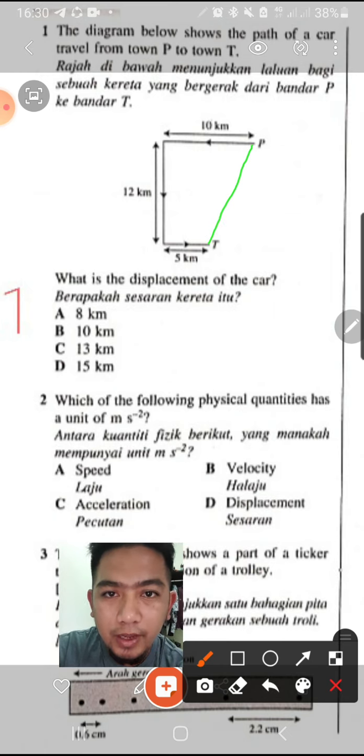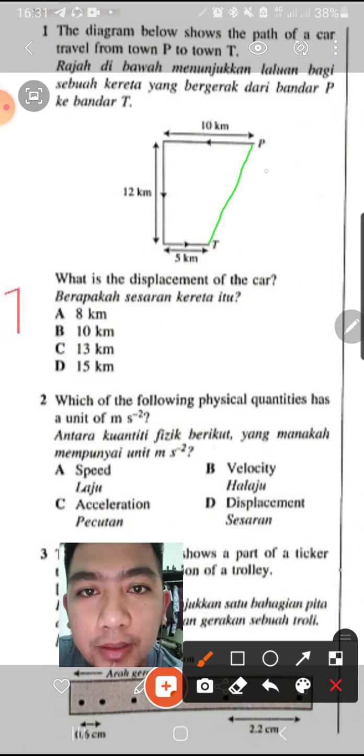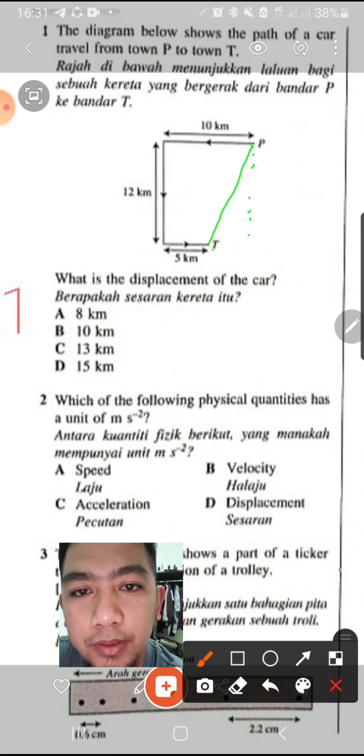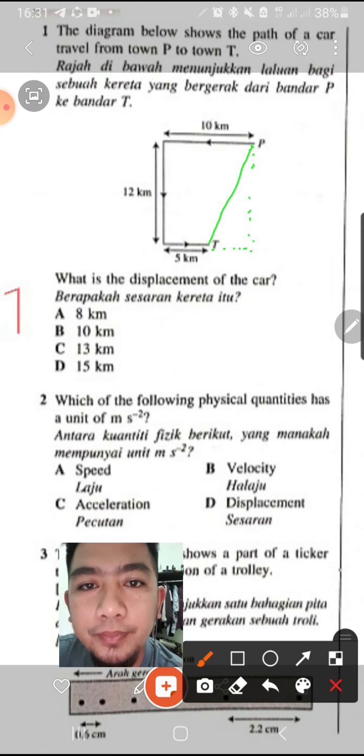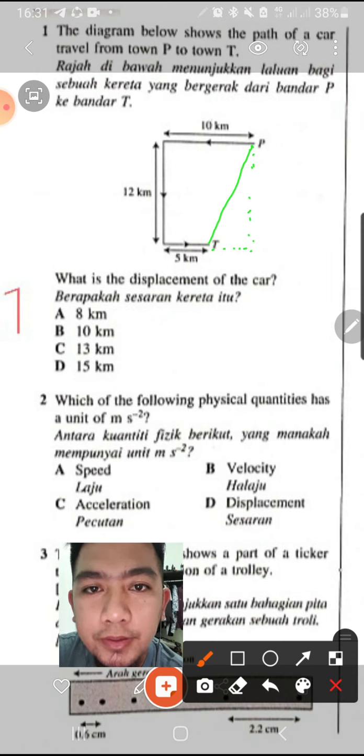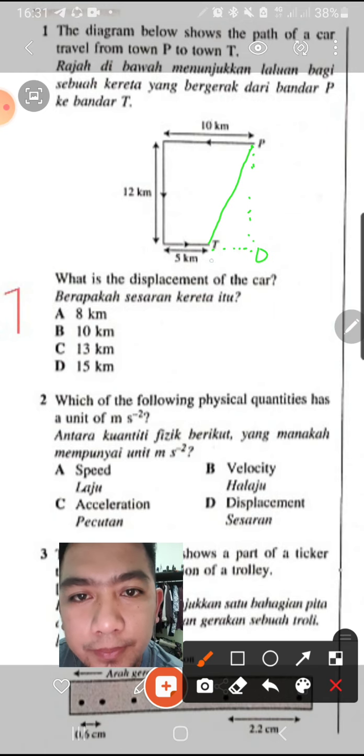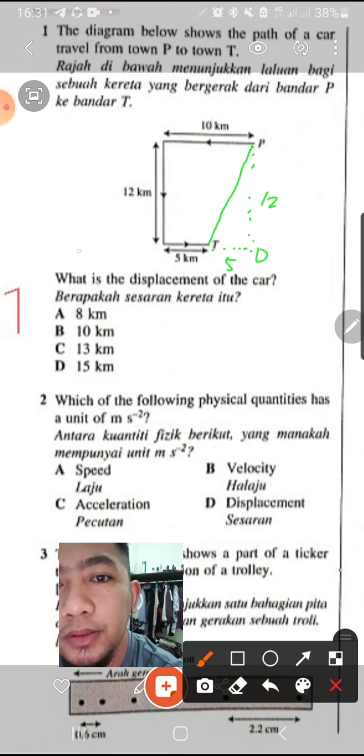So how to find the length of PT? So you boleh buat Pythagoras theorem, kan? Okay. So now let's say here is O. So kita buat dia punya Pythagoras theorem. First sini 12, sini 5. Why sini 5? Because the total length is 10. Here is 5 also, here also 5. So let's say we need to find PT.